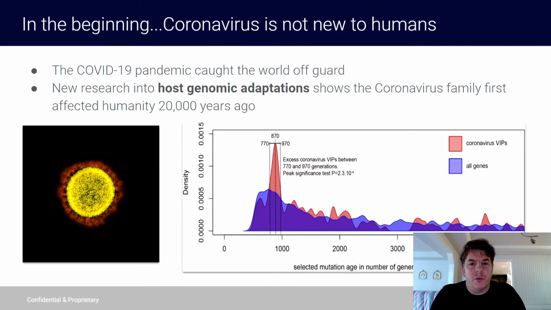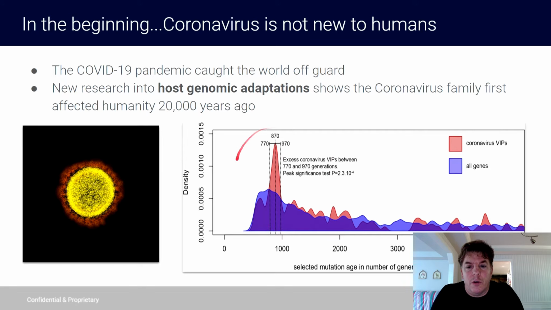All right, to start, we're going to go way back in time just to give you some general context with these diseases. We'll start with COVID-19. Obviously, COVID-19 hit and basically caught the entire world off guard. However, recent research has produced some interesting insights that predecessors to the current coronavirus actually have affected humanity off and on as early as 20,000 years ago or 5,000 generations ago.